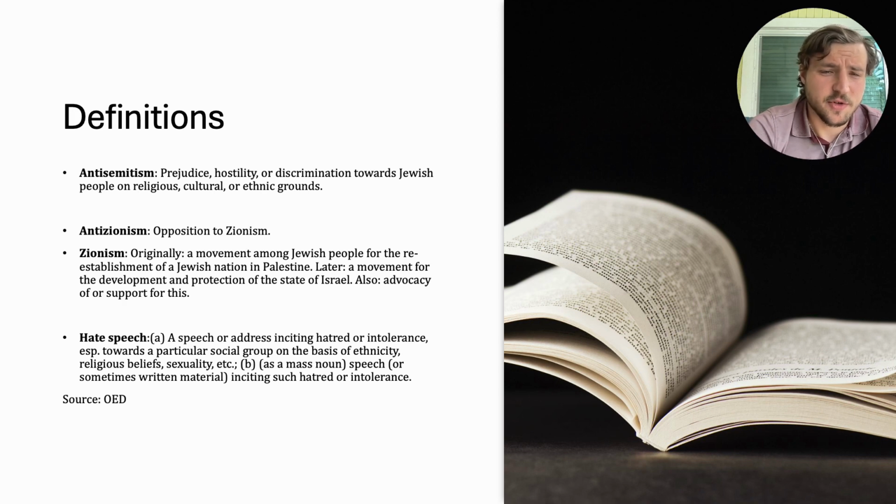Now we move into some trickier areas. Anti-Zionism is defined as opposition to Zionism. So what is Zionism? According to the Oxford English Dictionary, Zionism is originally a movement among Jewish people for the reestablishment of a Jewish nation in Palestine. Later, a movement for the development and protection of the State of Israel. Also, advocacy or support for this.